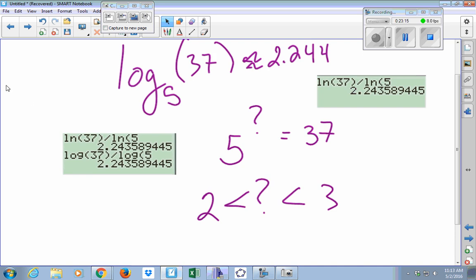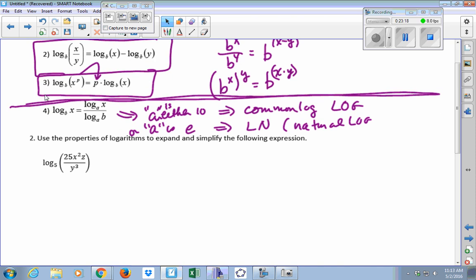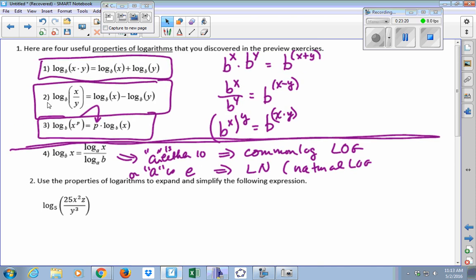So, all right, let's now use the properties to expand and simplify, condense. And what do we mean by that? If you look at this first log property, we call the right-hand side of this expansion. We're expanding here.